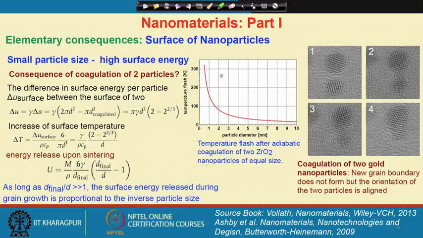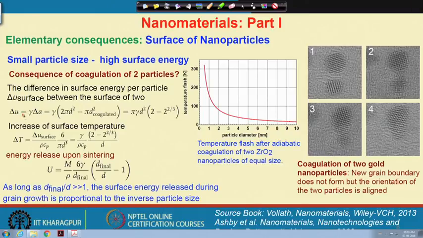Now, once again I have a very small particle size and a high surface energy. Is there any elementary consequence related to whether two particles join together or not, or whether joining of two small nanoparticles is energetically favorable or not? That becomes the question. So again we have to calculate the surface energy of the particle, and then if I join together two particles, how much.